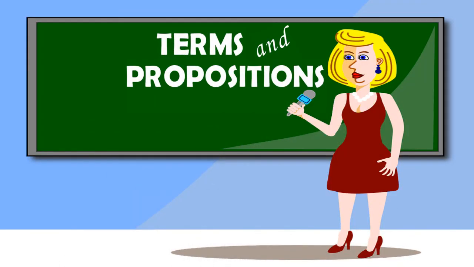That's all there is to it for now for the discussion on the nature and dynamics of terms and propositions in categorical logic. In the next video, I will present the relationship between and among the 4 types of categorical propositions. That is, the square of opposition.